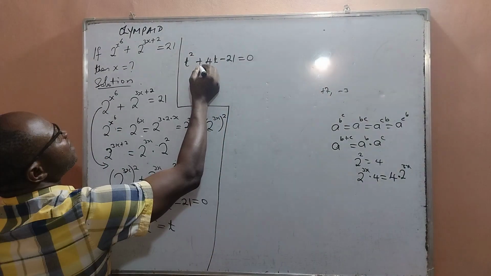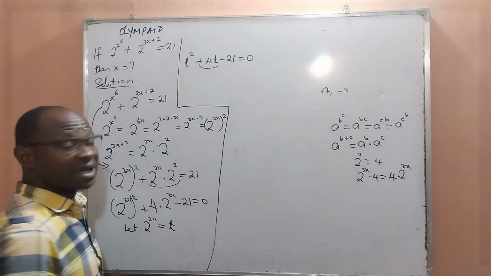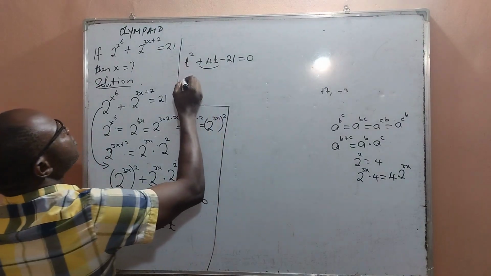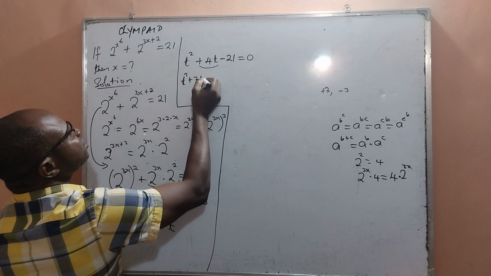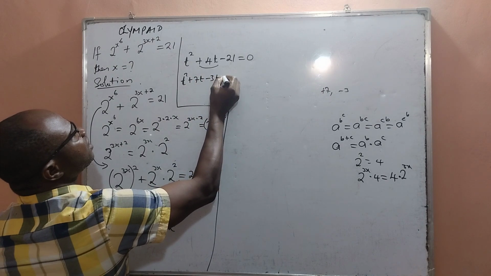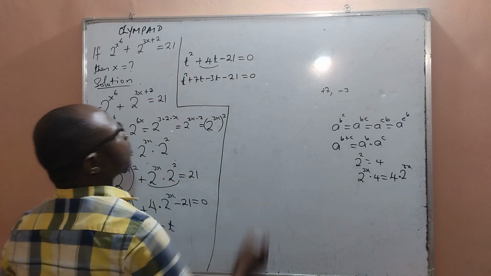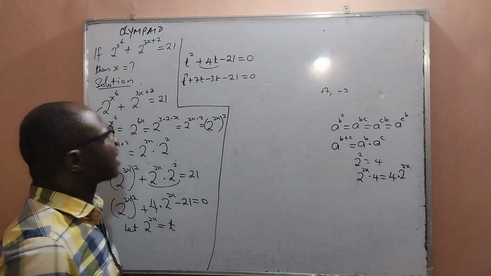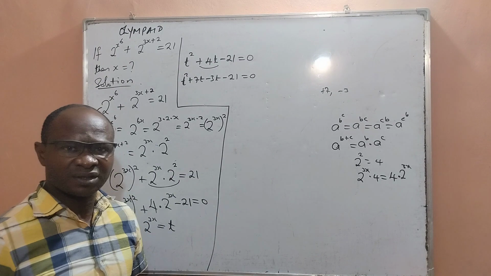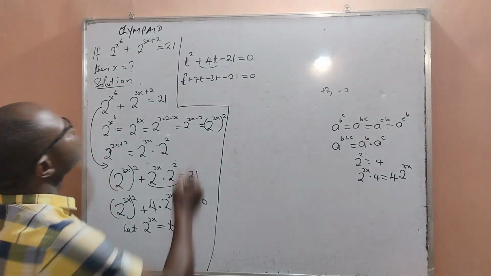Therefore, I will use it to replace the middle term, so that I will now have t squared plus 7t minus 3t minus 21 is equal to 0. This is called the method of factorization in solving quadratic equation.